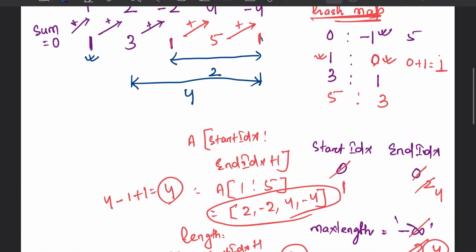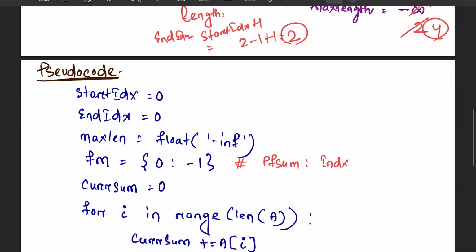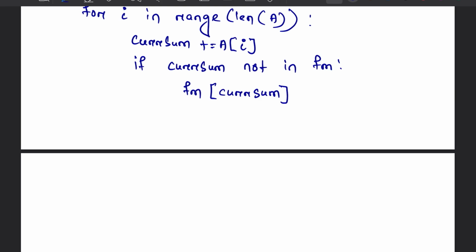Now next what we did, we added, then we checked in hash map, right? So we will do same here. If current sum, if it is not there, we added, right? So we will just check if current sum not in fm, then fm of current sum, we stored the index, right? So it will be i.